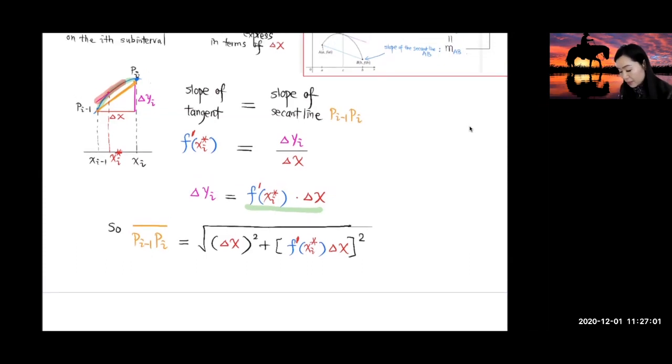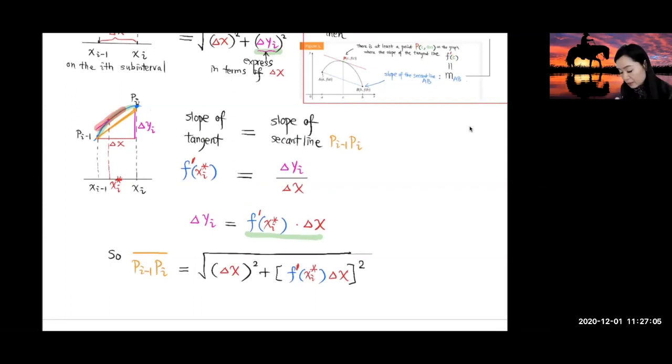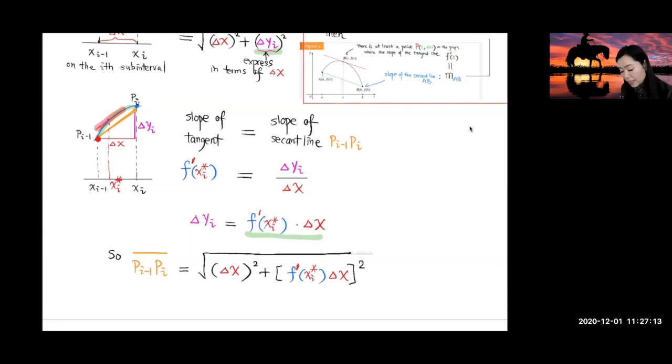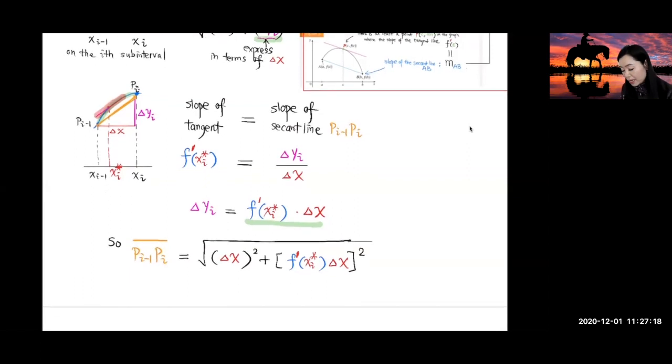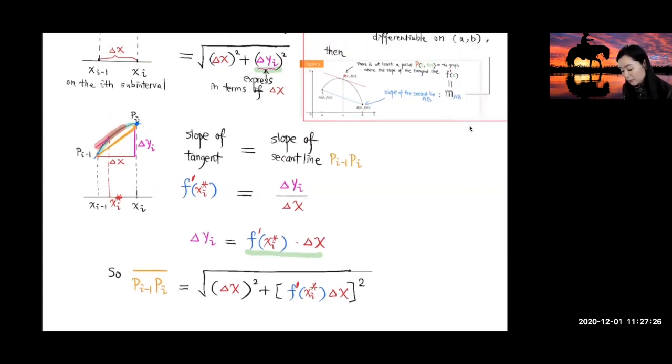Remember, P_{i-1} P_i, whatever that symbol is, this is the length, okay? So that's the length of this nice segment over here. That's P_{i-1} P_i, and this stands for the length of this. I'm just substituting this back into this delta y_i. So that's what I have done. Now I get this expression right now.